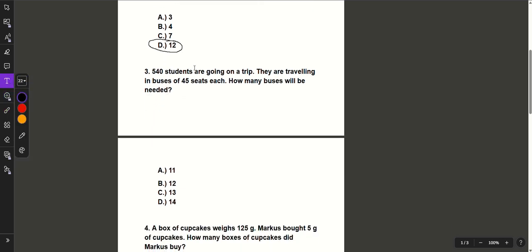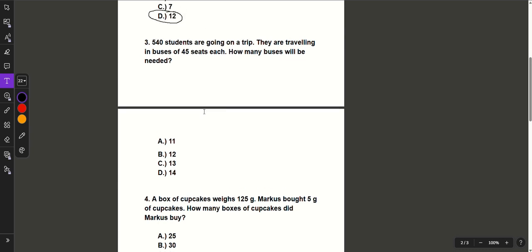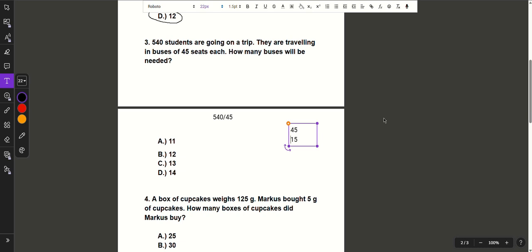Number 3: 540 students are going on a trip. They'll be traveling in buses of 45 seats each. How many buses will be needed? So let's divide 540 by 45, and we have to try to guess how much that would be. If you multiply 45 by 10, then that'd be 450, so it has to be greater than 10. So let's say about this much.